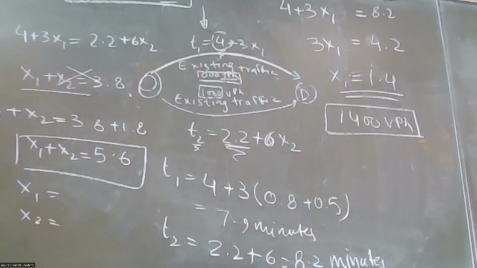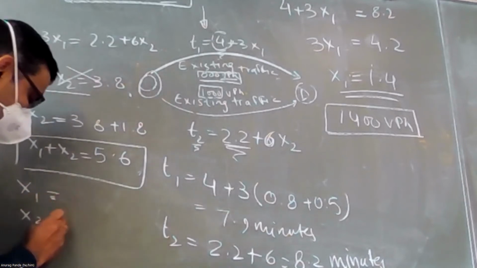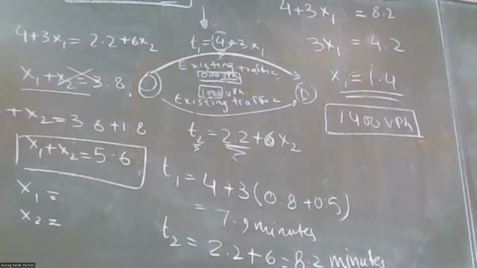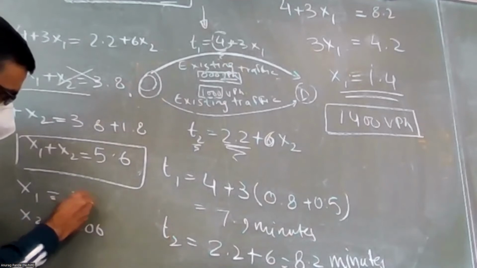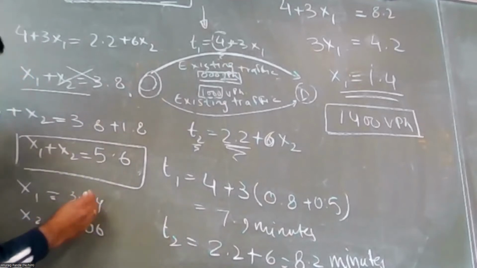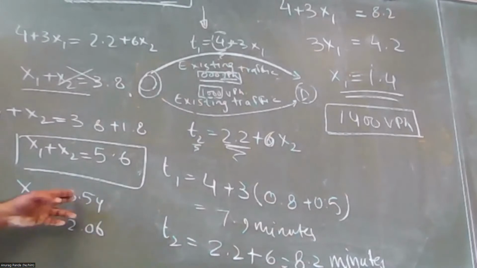Okay, does anybody have the numbers for X1 and X2? Because even when you get that answer, there is something else that we need to think about. Yeah, anybody has the numbers, please? 2.06, 3.54. So this is the number we got: 3.54 and 2.06.